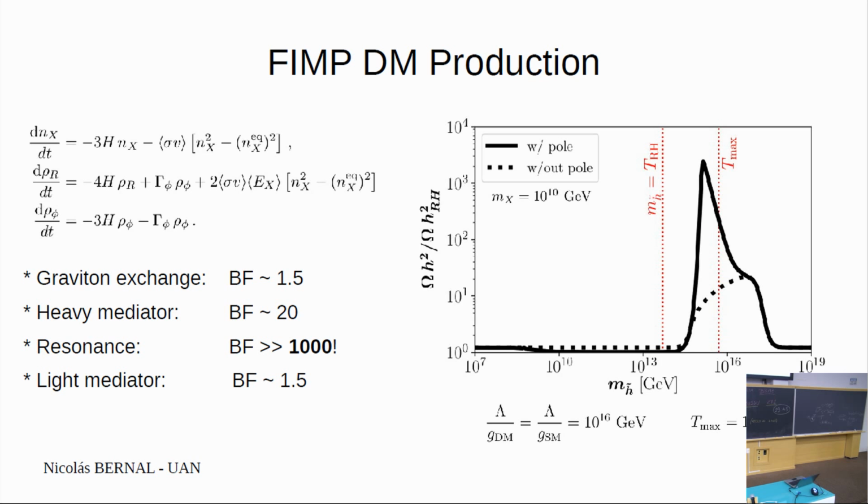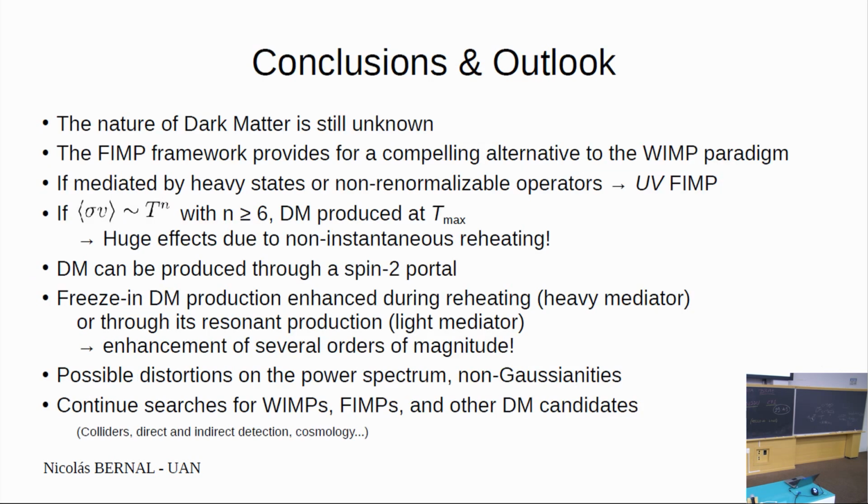So what this plot is showing you, this is basically my last plot, is that in the case where you are close to a resonance, at least in this model, or when your spin-2 mediator is very heavy, the boost factor, meaning the quantity of dark matter produced at Tmax and not at T reheating, could be orders of magnitude bigger than your naive estimation. So I think that was basically all that I wanted to tell you.